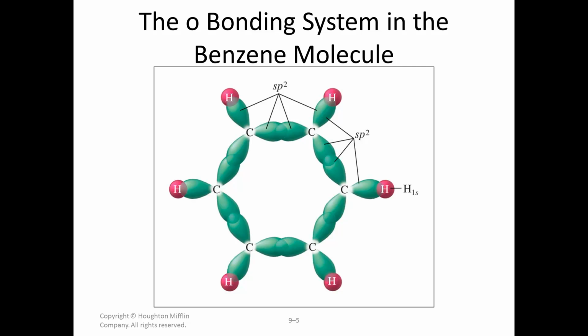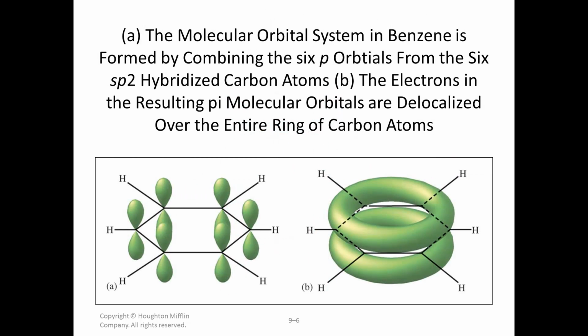Here we see the sigma bonds using our sp2 hybridized orbitals on carbon. Here we see the unhybridized p orbital on each carbon atom perpendicular to the plane of the ring. In figure B, we can see the ring of electron density, which will either be above or below the ring system carbons, caused by the overlap of that pi system. In that pi system, the electrons resonate between carbons around the ring.